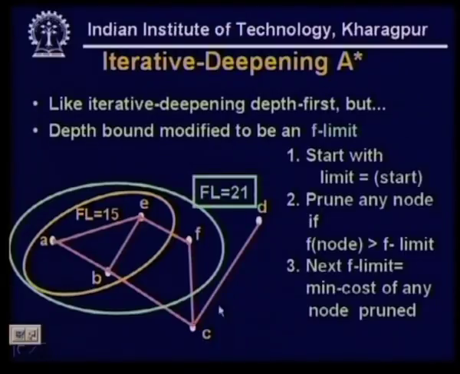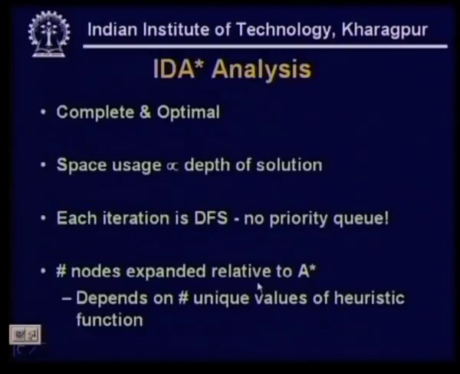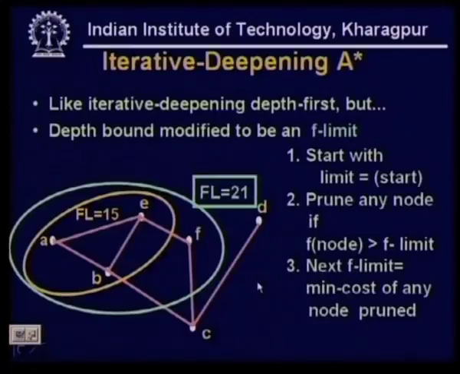C was the node pruned with a particular f value. We will set that equal to the f limit and do the next iteration and so on. Okay. So, this is the schemata of iterative deepening A star. It is basically iterative deepening search, where search is pruned when the f value of a node exceeds the current f limit, and the minimum f value of a node pruned is used as the next value of f limit.